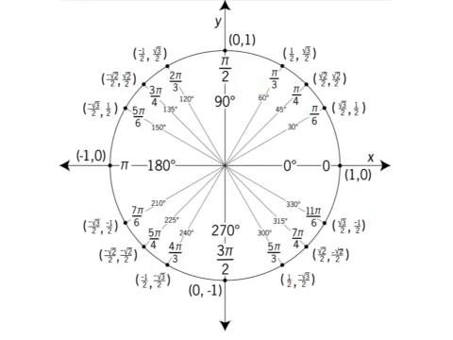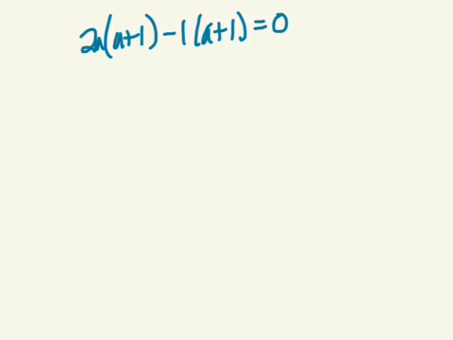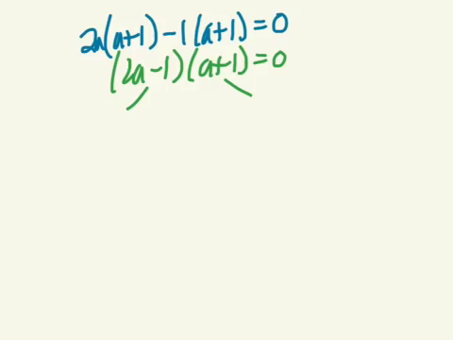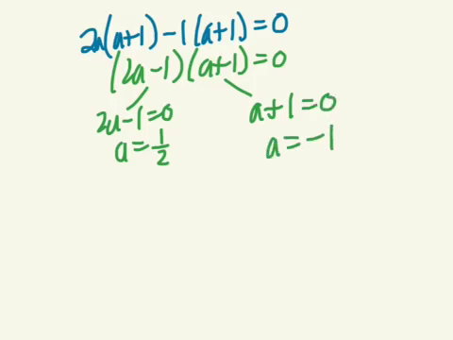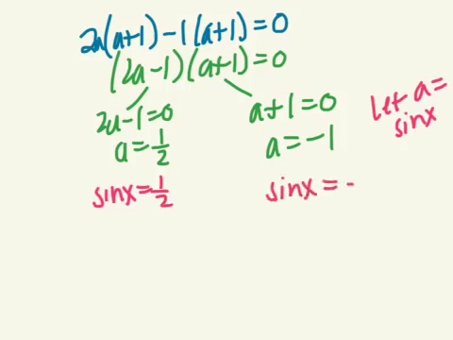Alright, I'm going to add another page. So this is the spot we were at before I ran out of space. Once you've factored it by grouping, if you rewrite it, you should have 2a minus 1 and a plus 1 is equal to 0. Set each of those sets of parentheses equal to 0 and solve. From the first one, you should get a is equal to positive 1/2. For the second one, you should get a is equal to negative 1. If you remember a couple steps ago, we said let a equal sine of x, and this will be the time to put that back in for a. So sine of x is equal to 1/2, and sine of x is equal to negative 1.